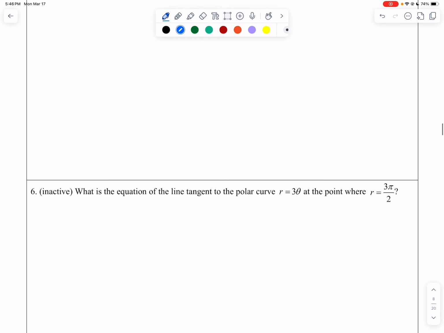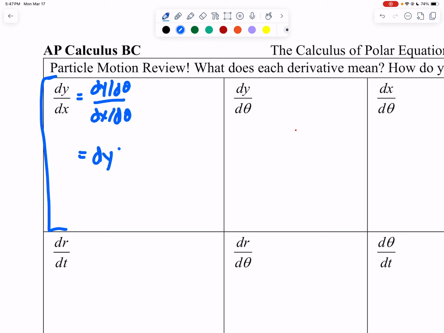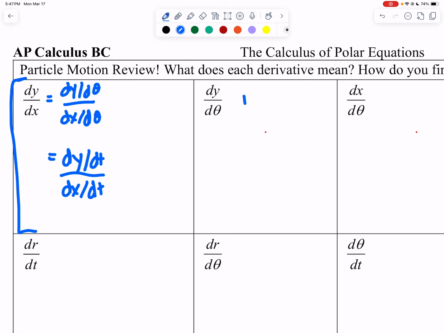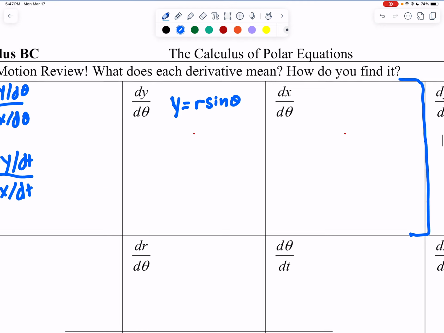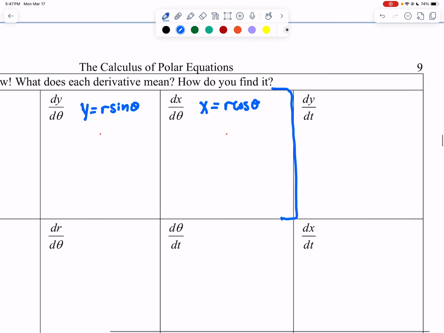So we know that dy/dx is going to be equal to dy/dθ over dx/dθ, or it could equal dy/dt over dx/dt, depending on what you're given. For dy/dθ, y is equal to r sine of theta, so to find dy/dθ you use the product rule and call it a day. Same thing here for the derivative of x with respect to theta. x is equal to r cosine of theta. Use the product rule, call it a day.